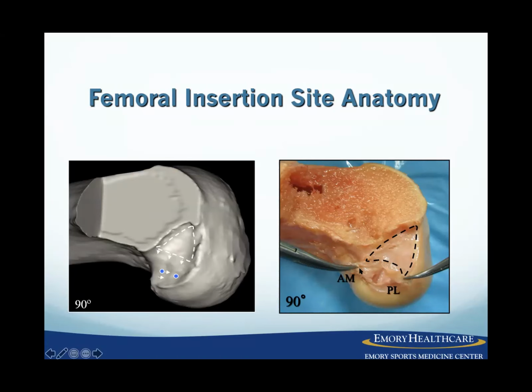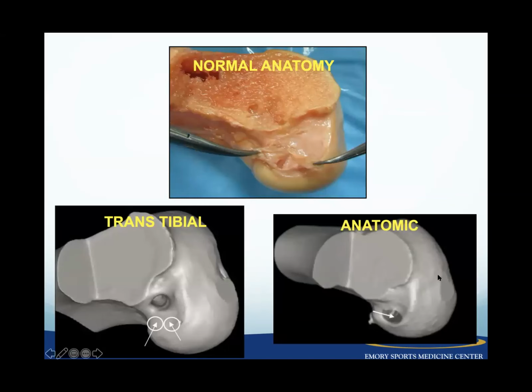Okay, I'm going to show you where people put the tunnels. In this one here, you see the same picture of the knee at 90 degrees. This is a transtibial reconstruction. It's completely outside of the anatomic footprint. This is an anatomic reconstruction. It blows out exactly the holes where the footprint where the ACL was. So you can see why the transtibial is a non-anatomic operation and didn't work perfectly.